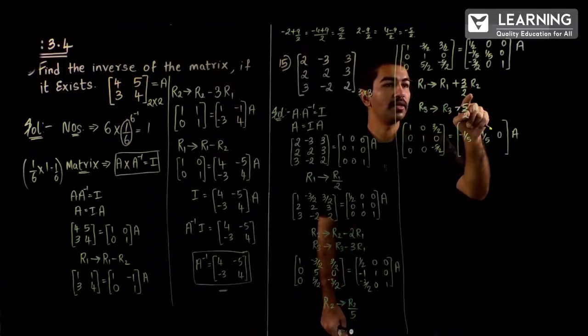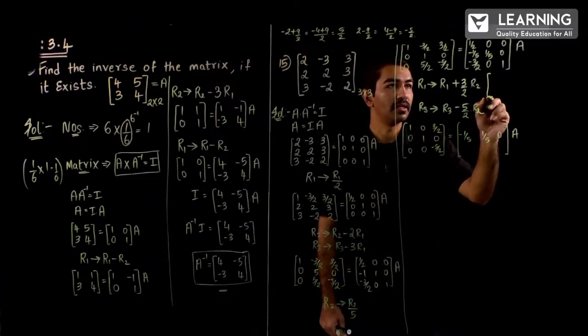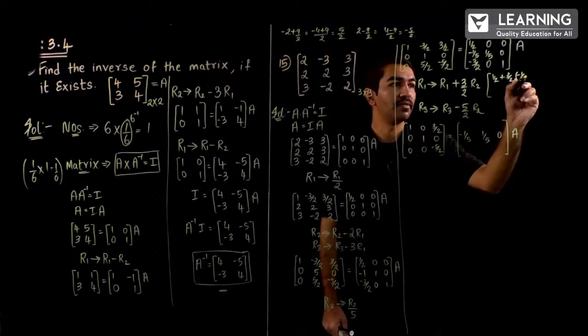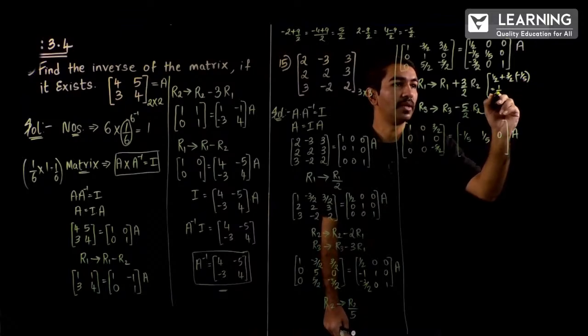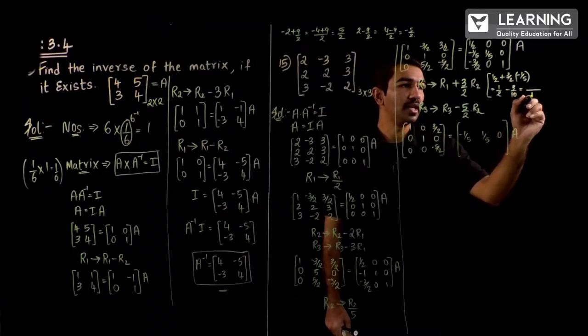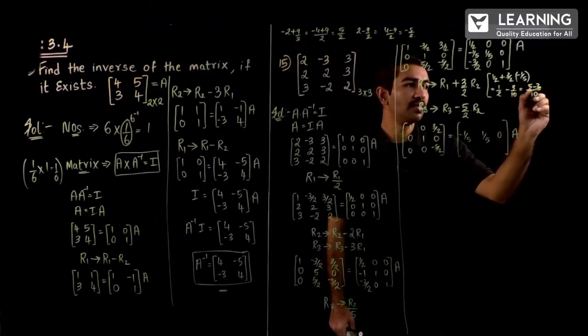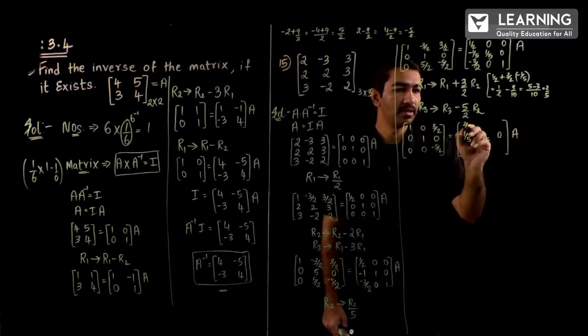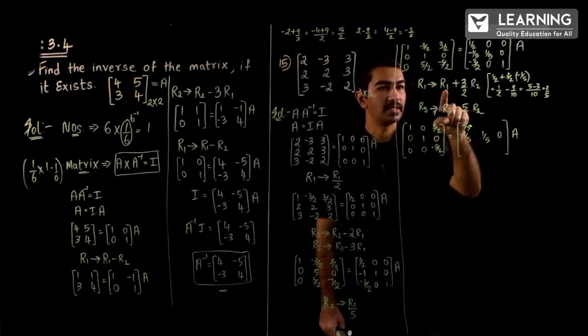R1 plus 3 by 2 R2, what is R1 here? So here we'll write R1 is 1 by 2 plus 3 by 2 of R2 is minus 1 by 5. So which is equal to 1 by 2 minus 3 by 10, which is equal to 5 minus 3 over 10, which is equal to 2 by 5. So here we'll write how much? 2 by 5.